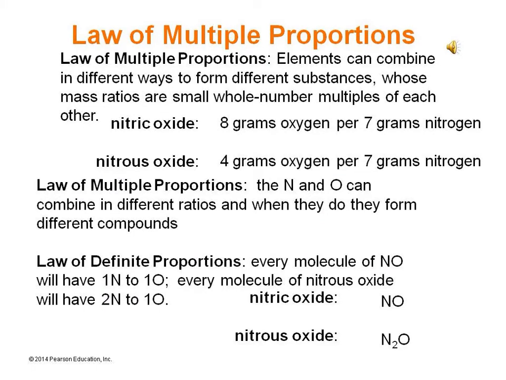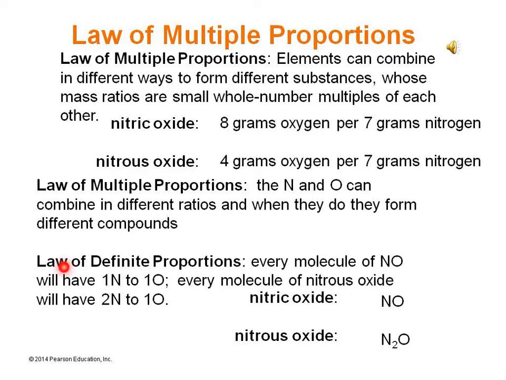I think the evil chemists who sit around with nothing better to do than write confusing tests like to make an overly big to-do over the hair-split difference between the law of multiple proportions and the law of definite proportions. The law of multiple proportions says that elements combine in different ways to form different substances. In other words, nitrogen and oxygen can combine in different ratios, and when they do, they're forming different compounds.